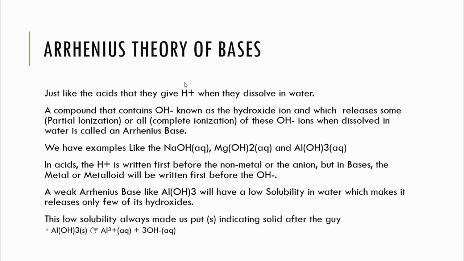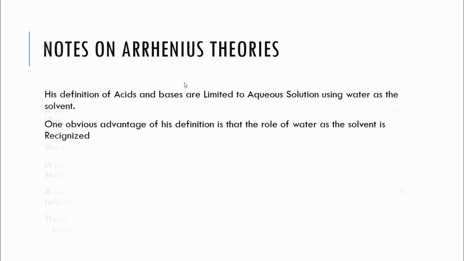So for bases now, their strength depends on their solubility. If you are very soluble, that means you dissociate very well. The same thing for the acids too, actually. When you are very, very soluble, it means you dissociated well. That's just the idea. So the low solubility made us put S, indicating solid, after the formula. I think I've explained that even in the formal tutorial.